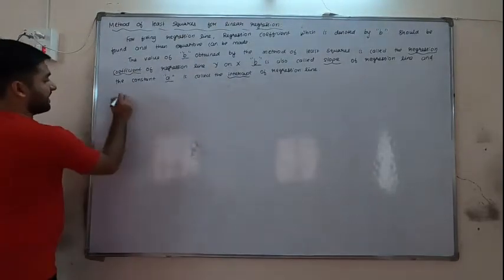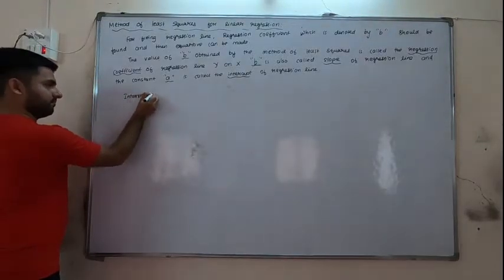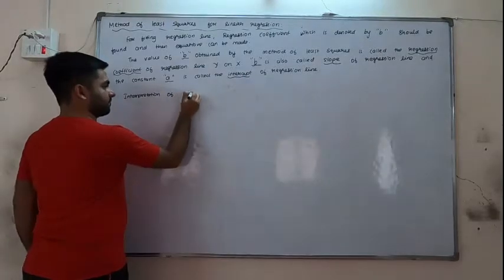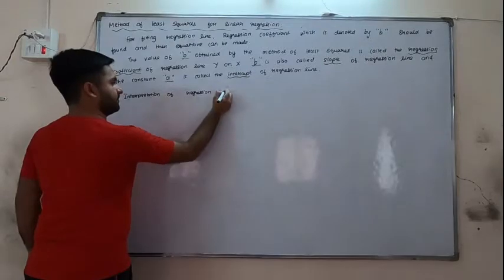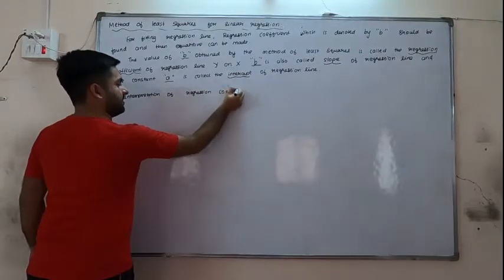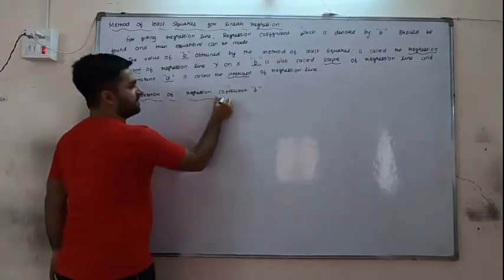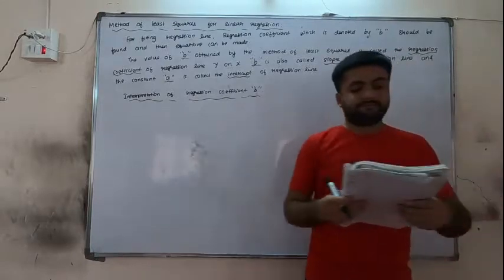Now we are writing the interpretation of regression coefficient b. We have interpreted r, but how can we interpret b? Let's see.